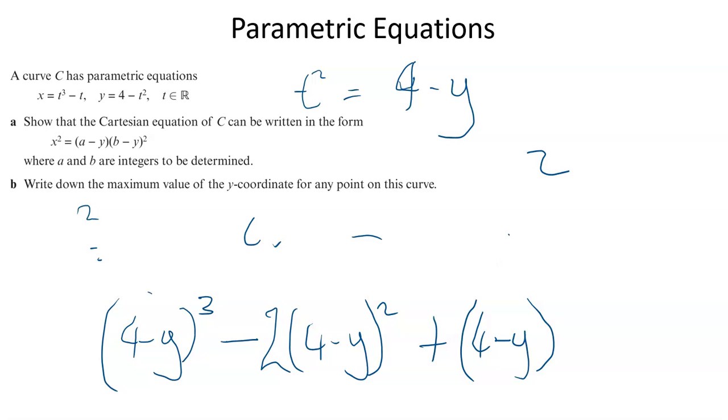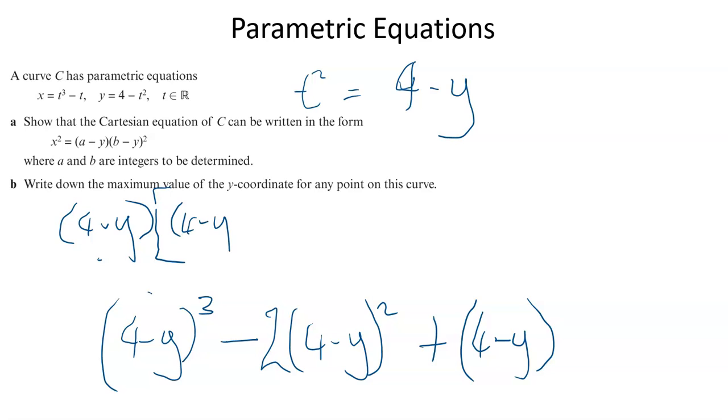We'll delete this, give us a bit of space. Because everything's got a 4 minus y in it, we can say it's 4 minus y times, well, let's do a square bracket just so we can see where we are. Square bracket, 4 minus y squared minus 2 times 4 minus y plus 1. And now, can we factorize this into a bracket squared?